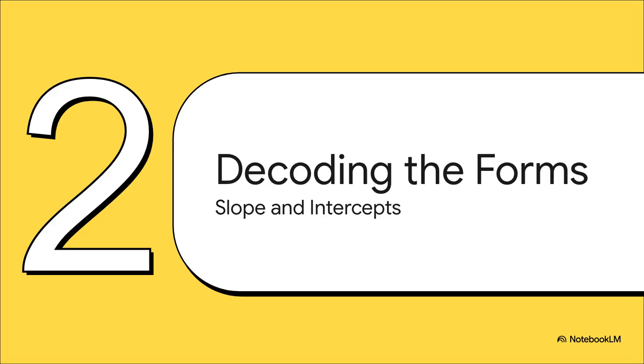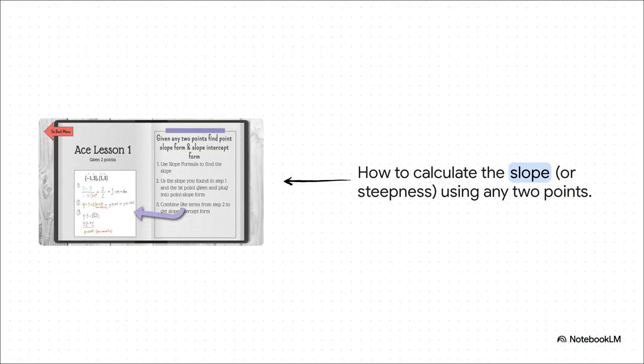The absolute heart and soul of any line is its slope, so let's start right there. The slope tells us how quickly things are changing. We find it with a really simple formula: rise over run. All that means is the vertical change between two points divided by the horizontal change. And what's cool is all you need are any two points on that line to figure out its exact steepness.